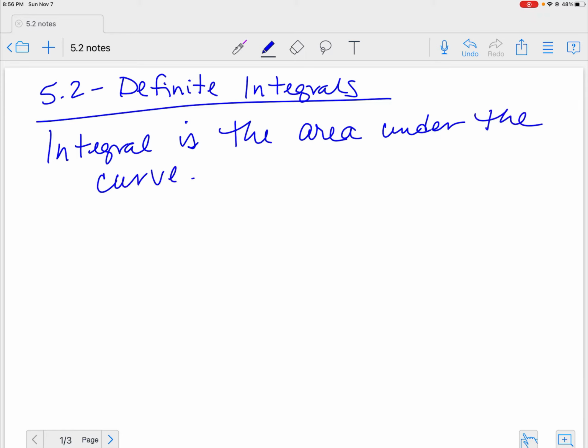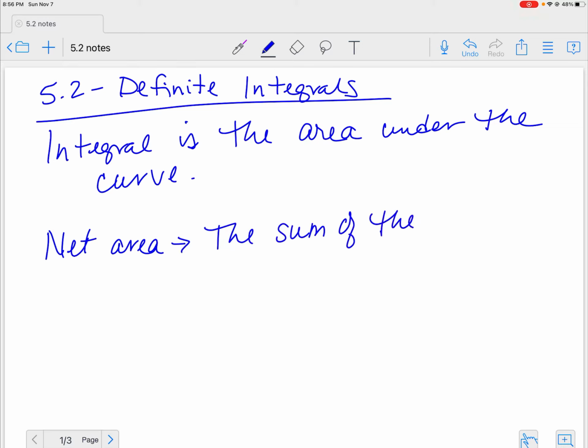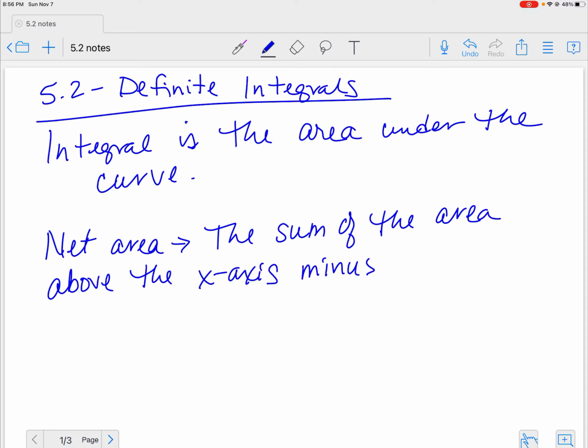Now we're looking at the words that go with all of that. All right. So if I'm talking about an area under the curve, we are going to be looking at a net area, which is the sum of the area above the x-axis minus the sum of the area below the x-axis.